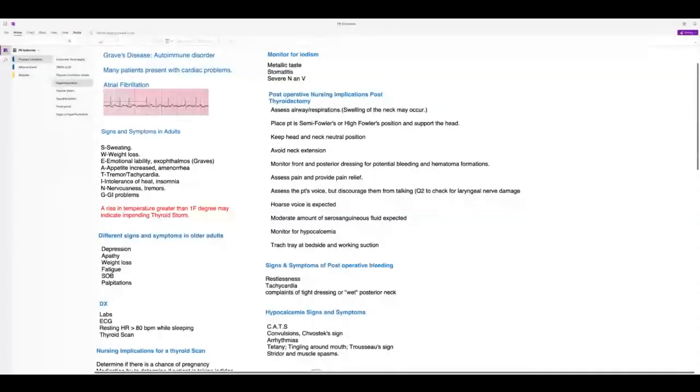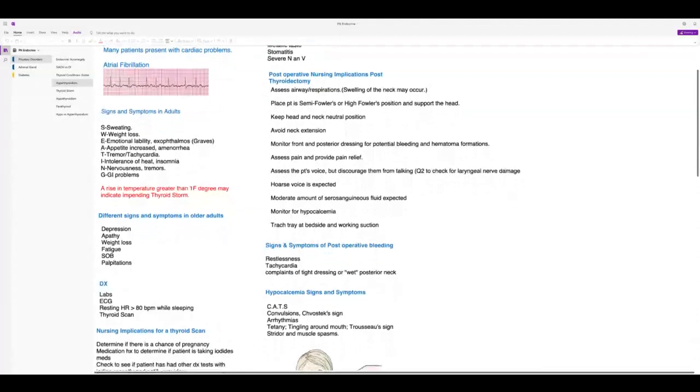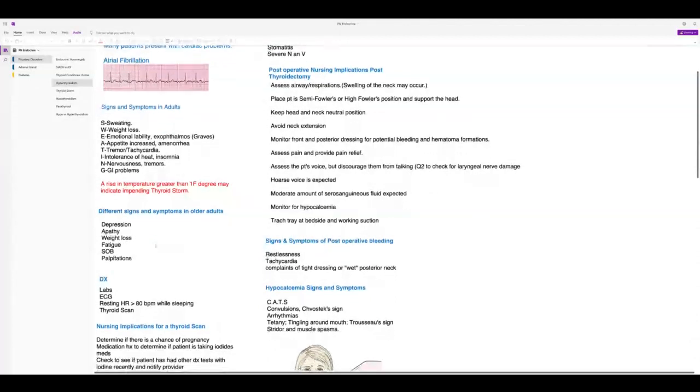But also, if they start complaining of a tight dressing or a wet posterior neck, the tight dressing could mean there's a hematoma in there, and you need to be afraid that they may occlude their airway. Okay, so that would be an emergency. And then hypocalcemia, the signs and symptoms of that. I know you've had this since fundamentals, but I'll just review it again real quick.